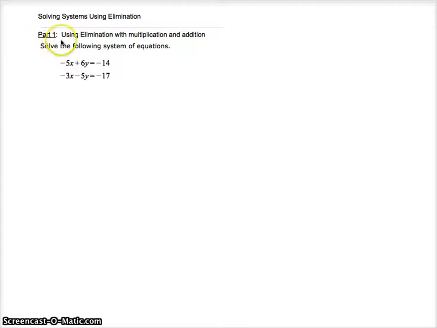In the first video, part one, we're going to use elimination with multiplication and addition to find our solution. We're looking for an ordered pair, x comma y. The first thing we need to do is pick a variable that we want to cancel. Since I have two variables that are opposite of each other, I'm going to solve for y first.